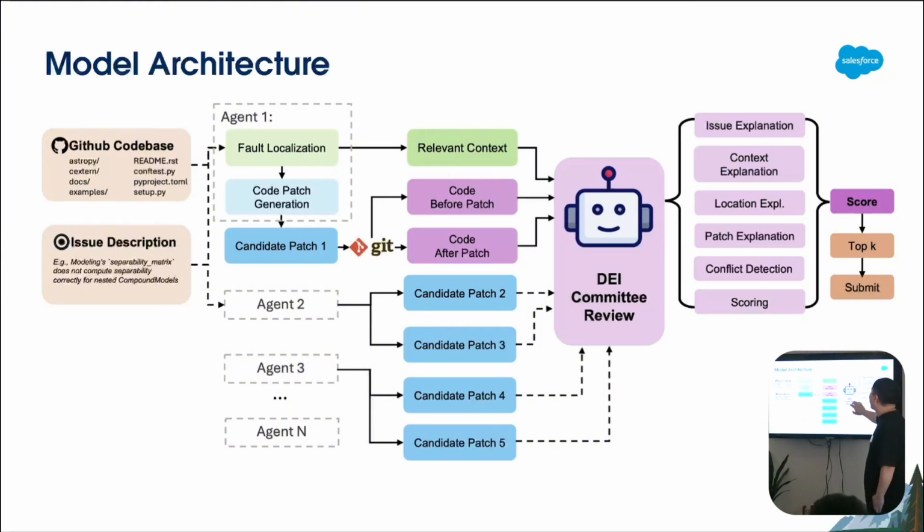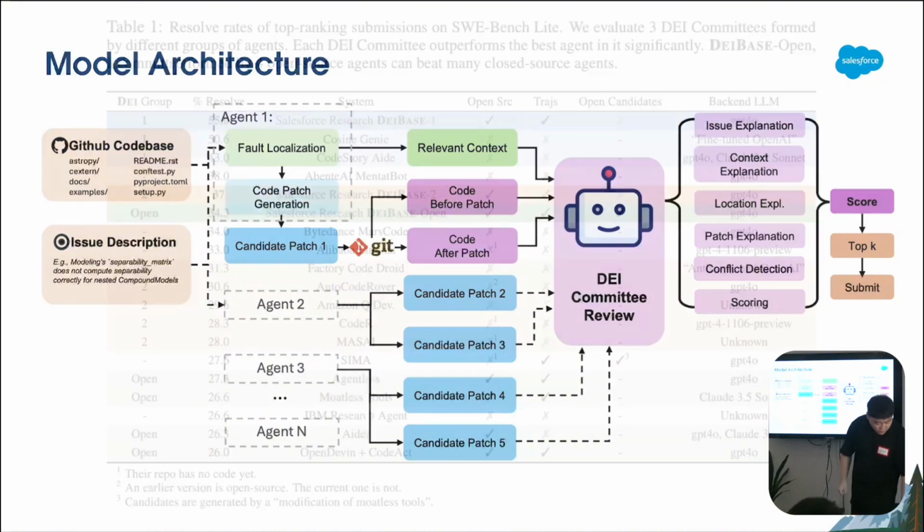And what the committee does is first it will critique the solutions, give an issue explanation, explain why you want to change it, and explain the patch, explain if there's any conflict. Finally, it'll give a score, and from those scores, you will select the top K, and if the committee is happy with the solution, they'll submit the solution. Otherwise, it'll go back to the group. Yeah. That's how this SWIC committee or DI committee is working.